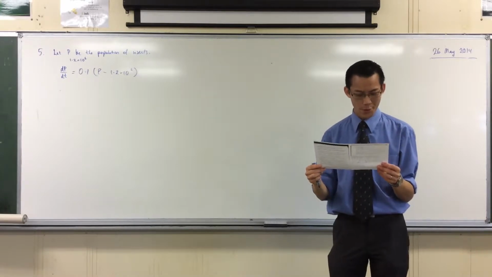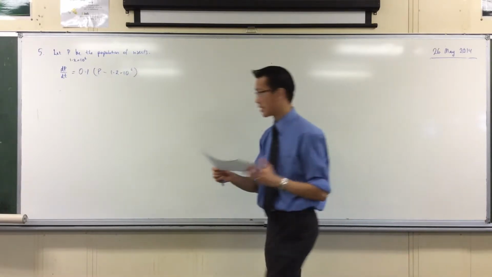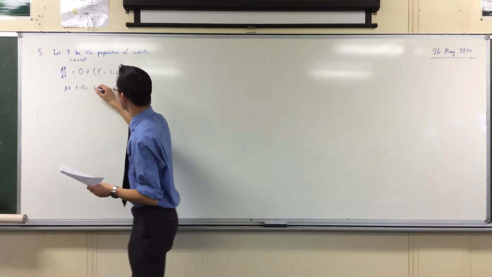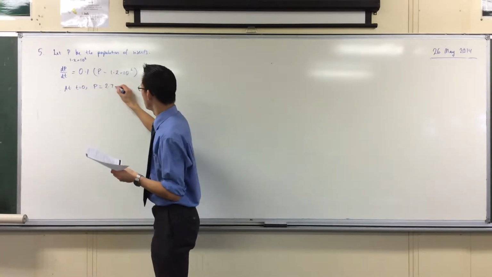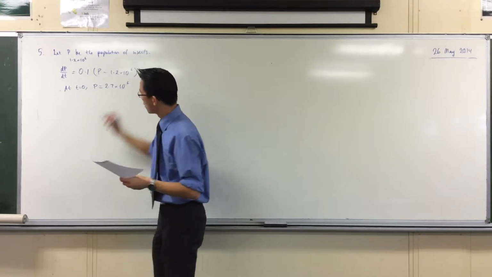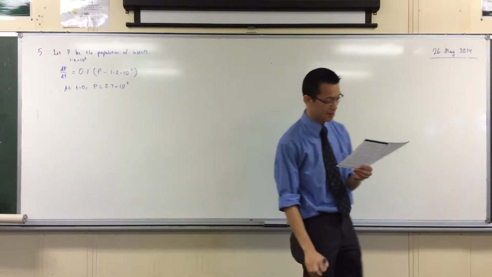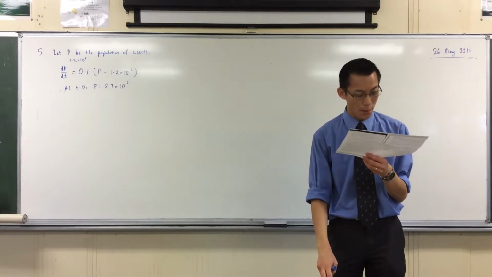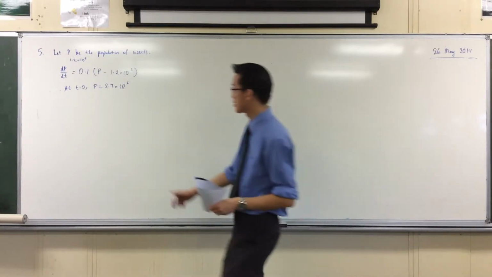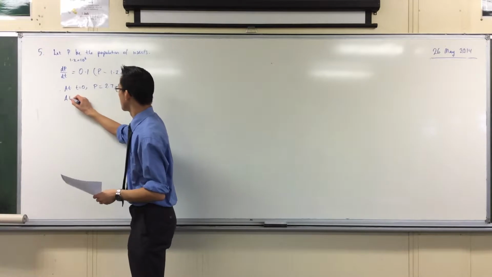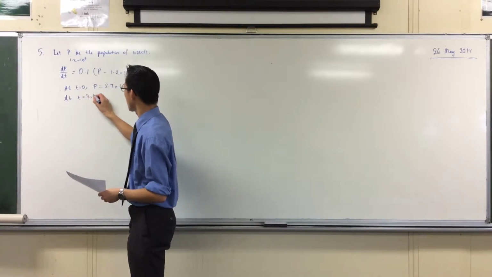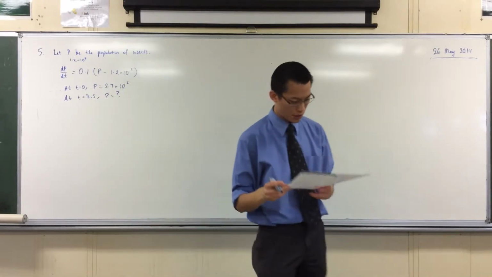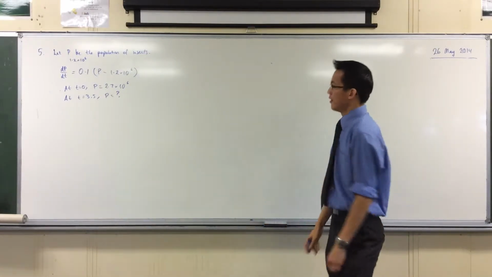At t equals 0, the population is, and they give you a number, 2.7 million. We could have just as easily said P naught, but it doesn't matter. Okay, determine the population after 3.5 days. When t equals 3.5, what's the population? And sketch the curve of the population against time.